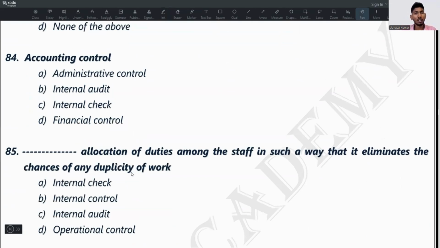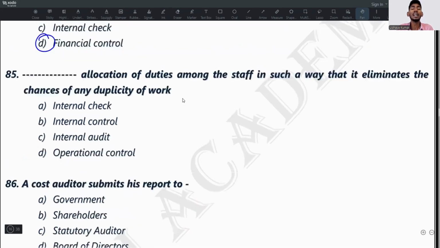So next, moving to question number 84, accounting control. Accounting control refers to what? Financial control. Accounting control refers to the methods and procedures used to ensure the accuracy and reliability of financial records and safeguard assets. So this type of control is directly related to financial controls, as it involves overseeing financial transactions and ensuring that they are recorded correctly and comply with regulations. So the right answer is financial control.